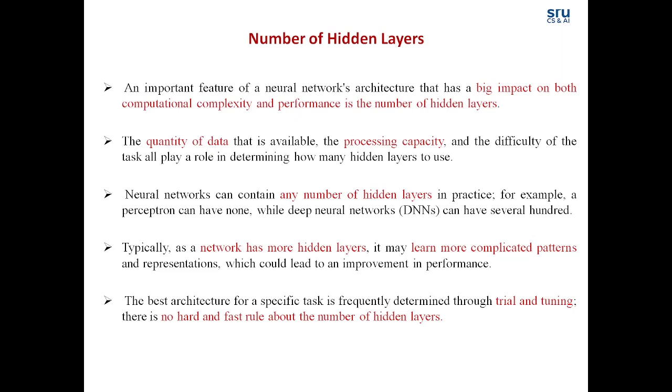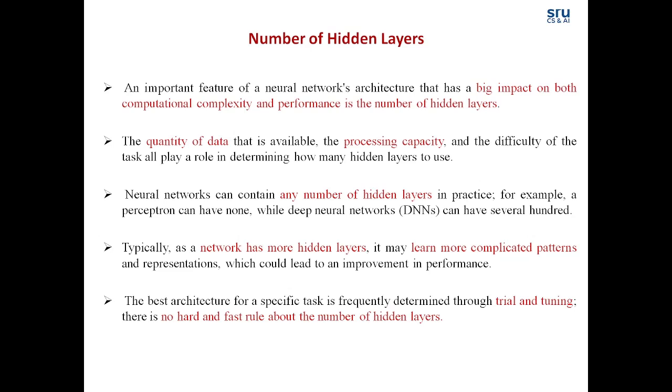Now, the number of hidden layers is an important feature of neural network architecture that has a big impact on both performance and computational complexity. The quantity of data that is available, the processing capacity and the difficulty of the task all play an important role in determining how many hidden layers to use. A neural network can contain any number of hidden layers in practice. For example, a perceptron can have none, while deep neural networks can have several hundred.